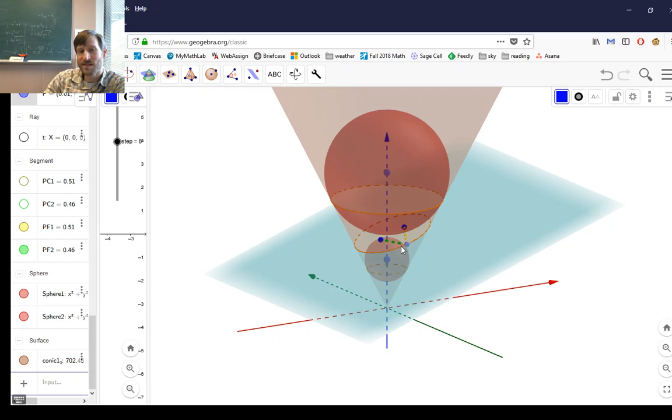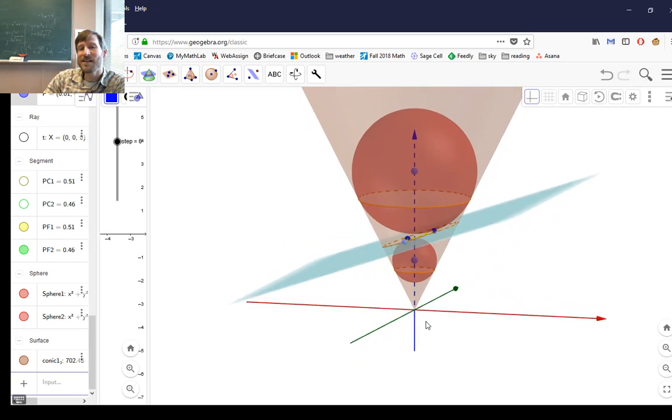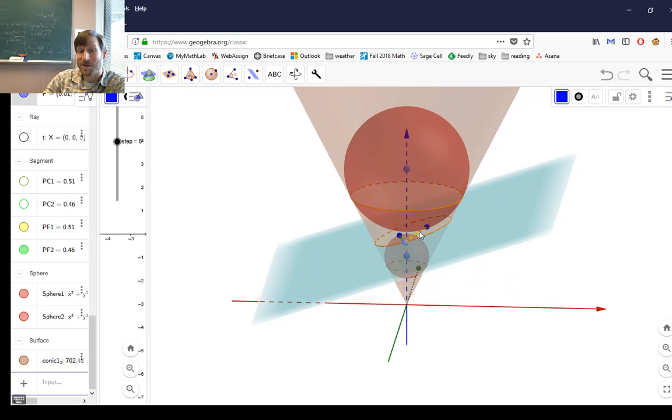So this green line segment is tangent to the bottom sphere because the bottom sphere is tangent to the slicing plane, and the green line segment is in the slicing plane. So the green line segment is tangent to the bottom sphere. For exactly the same reason, the yellow line segment is tangent to the top sphere.